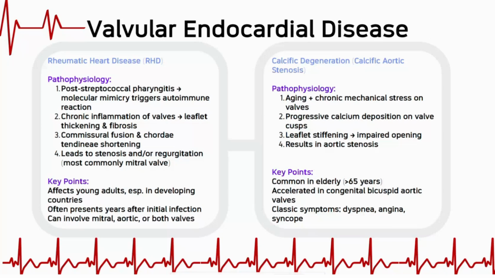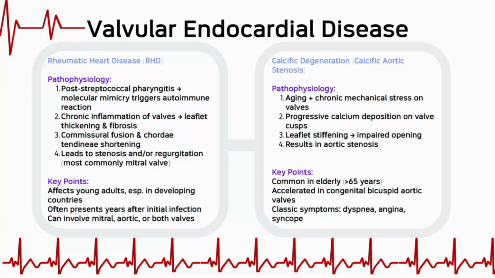Now, it often presents in young adults, especially in developing countries, and it presents years after initial infection. It can involve all the valves, but the main one is mitral, and the main key, high yield point, is that it causes mitral regurgitation.